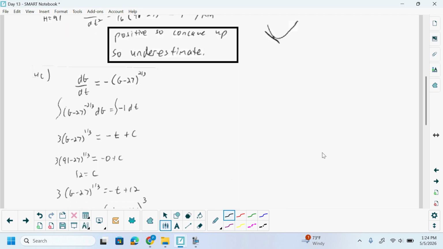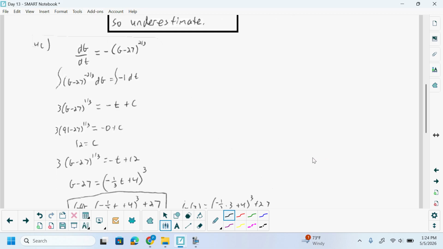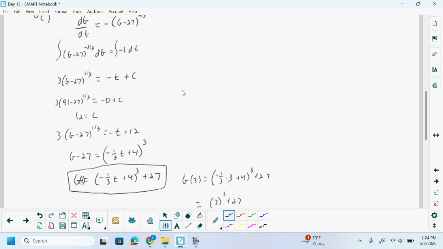For 4c, we've got to solve a differential equation. So we want to get the g's over on the left and the t's over on the right. So I chose to leave my -1 over on the right with the dt. I divided that parentheses over, so it became g minus 27 to the -2/3. Did integral of both sides, and I chose to put my plus c on the right. Now on the left, that's technically a little u substitution that we're doing, but u would equal g minus 27, so du would just equal dg, no correction that would have been needed there. So I just went ahead and did it without showing the u substitution.